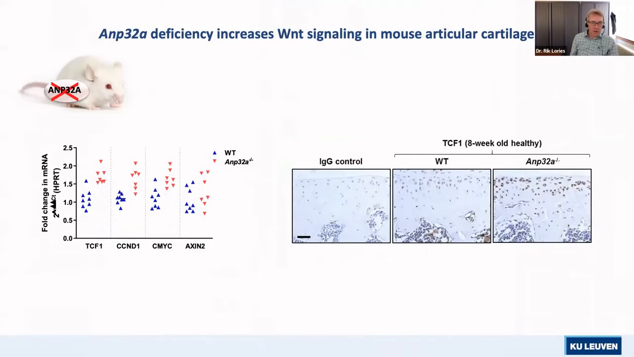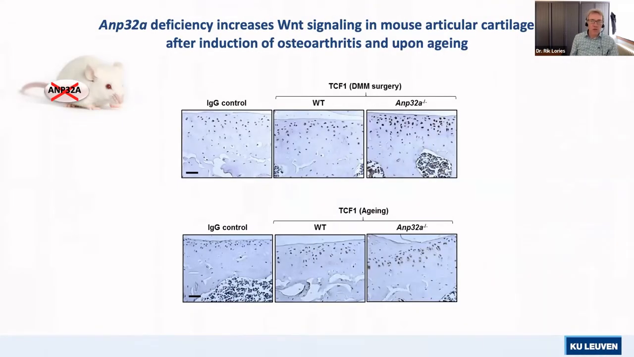We went to mouse. Again, we looked in the AMP32A knockout mice. We looked at the cartilage. We found that in addition to excessive oxidative stress, we also found evidence for an upregulation of different Wnt target genes. We went a few steps further.